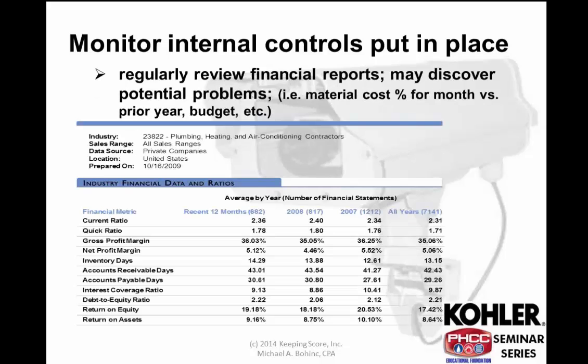When I mentioned earlier the material percentage, say our material percentage is normally 18% of our invoice. All of a sudden it's 23%. What's going on? Well, by regularly reviewing your financial reports, that's one of the ways you can tell you might have a problem.